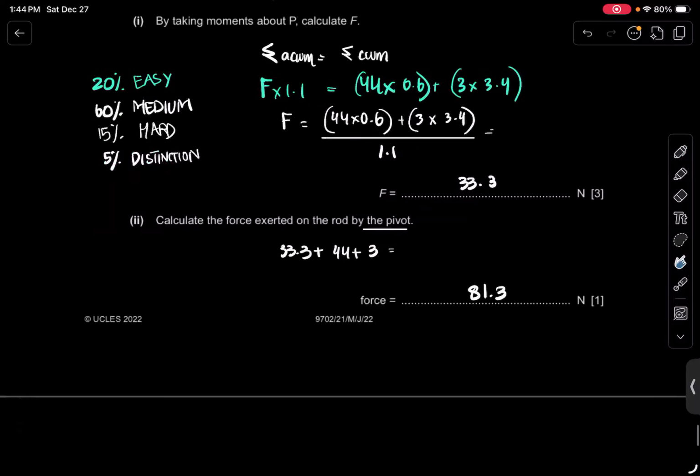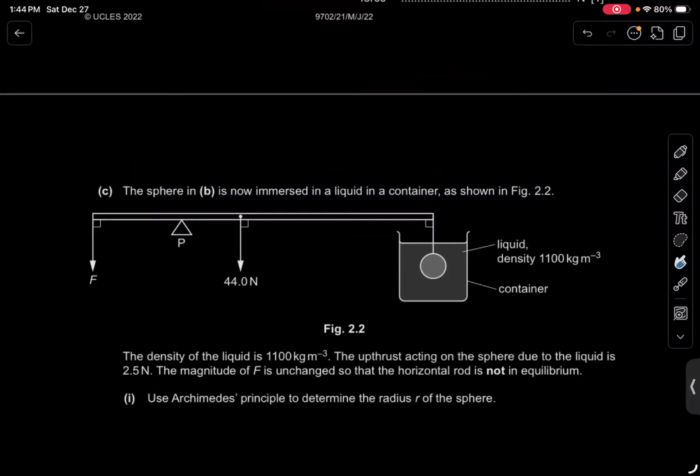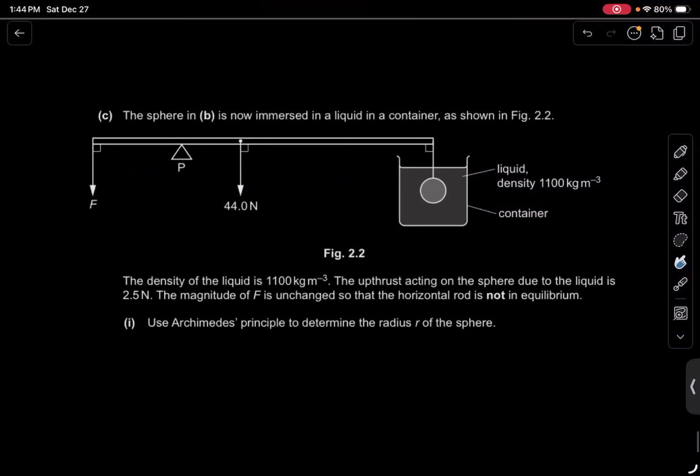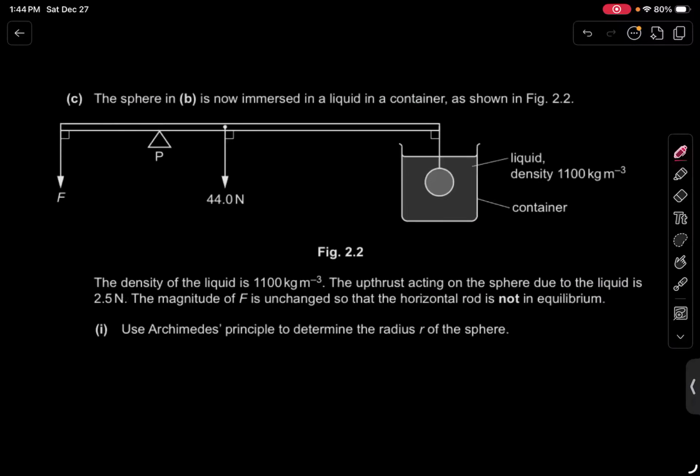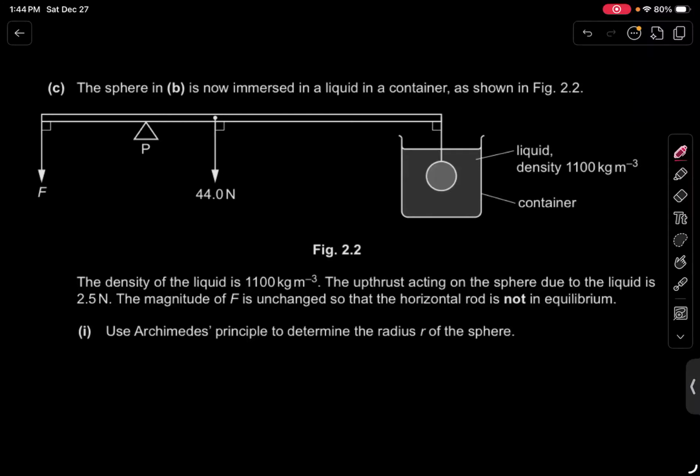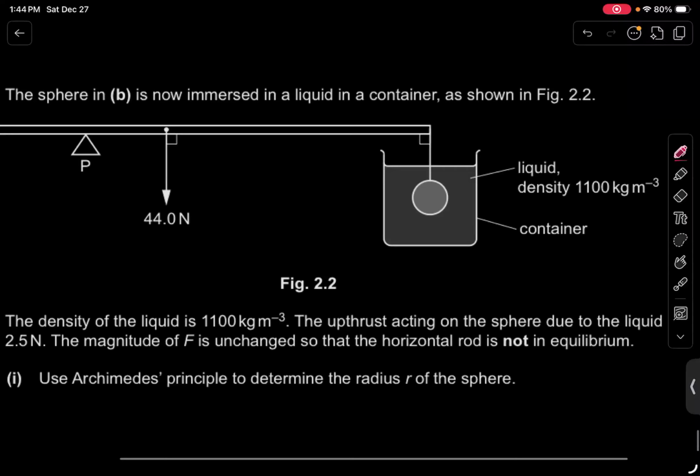Okay. The sphere in B is now immersed in a liquid in a container. Ah, they've merged it with upthrust. And you will see a lot of questions of moments that are merged with upthrust. The density of the liquid is 1100 kg per meter cube. And the upthrust acting on the sphere due to the liquid is 2. Oh, they've already given that as well.